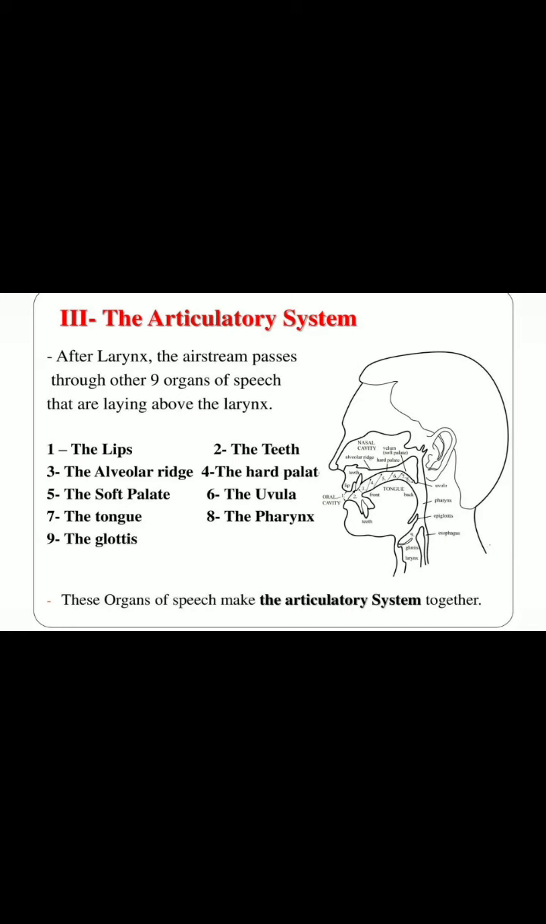The fourth one is the hard palate. The hard bony surface of the roof of the mouth immediately after the alveolar ridge. It is not movable. The front part of the tongue moves toward the hard palate. Example, yes.